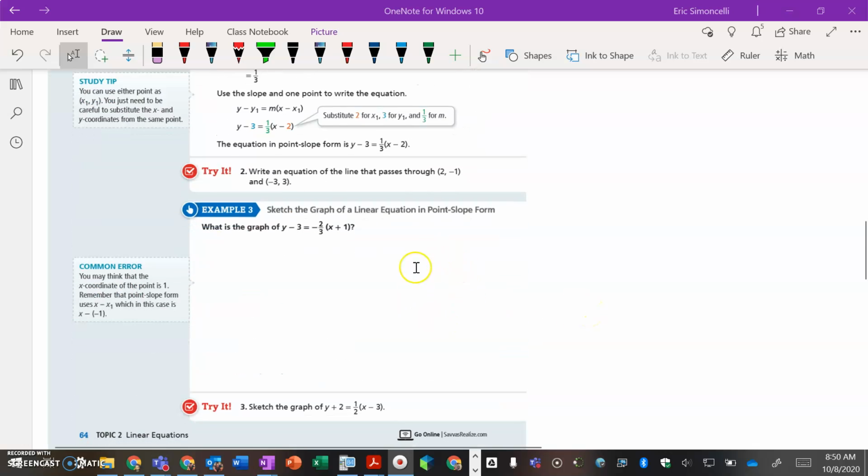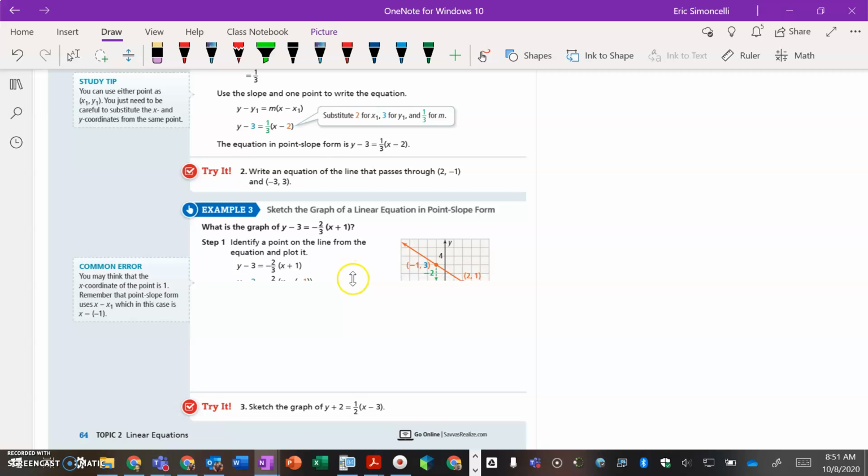Sketch the graph of a linear equation in point-slope form. What is the graph of y minus 3 equals negative 2/3 times the quantity x plus 1? To do this, in step 1, identify a point on the line from the equation and plot it. Looking at this equation, it may or may not be obvious that rewriting it with x sub 1, y sub 1 in context would technically be negative 1 as x sub 1 and 3 as y sub 1.